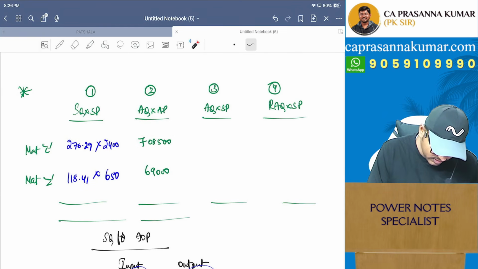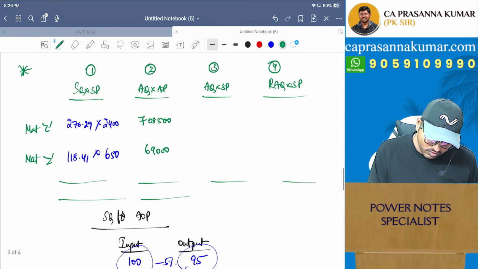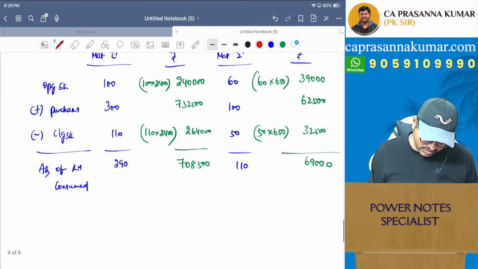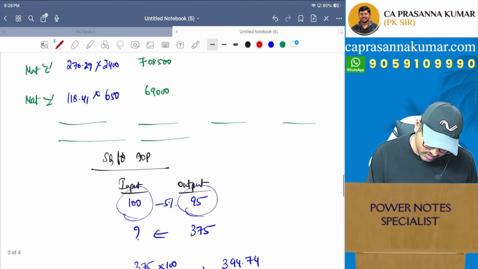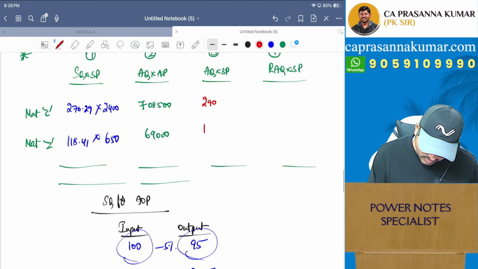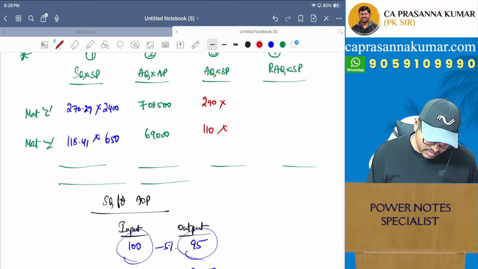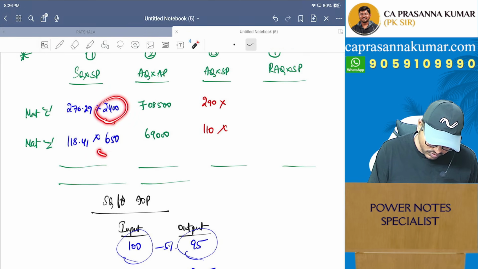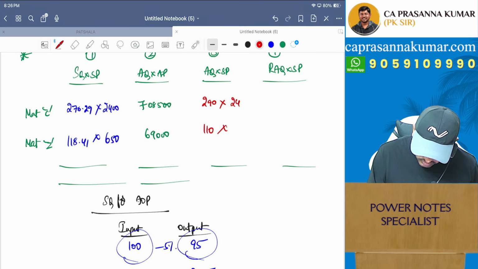Clear? Next, actual quantity into SP. Do I know actual quantity? Yes, sir. Just now we have calculated 290, 110. The actual quantity is 290, 110 into what is standard price, sir? Very easy. That also we know: 2,400, 650. Standard price we already know, 2,400, 650.